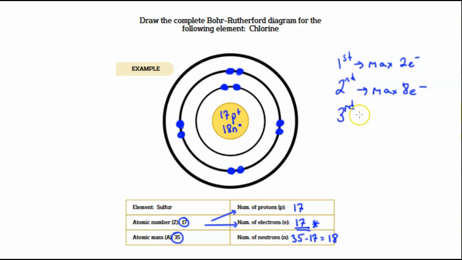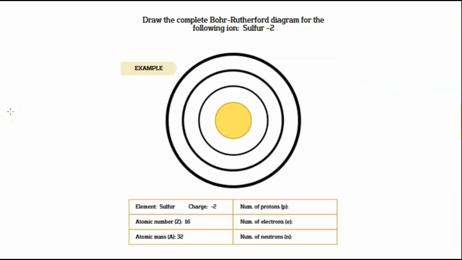In our third orbit, we can have another maximum of 8 electrons. But I only need to place 7, so I'll spread them out. 4, and then pair them up. 5, 6, 7. Now we can apply this method to any element we want. But what about ions, or elements with a charge? Work with me on this last example to learn how to deal with elements that have a charge.